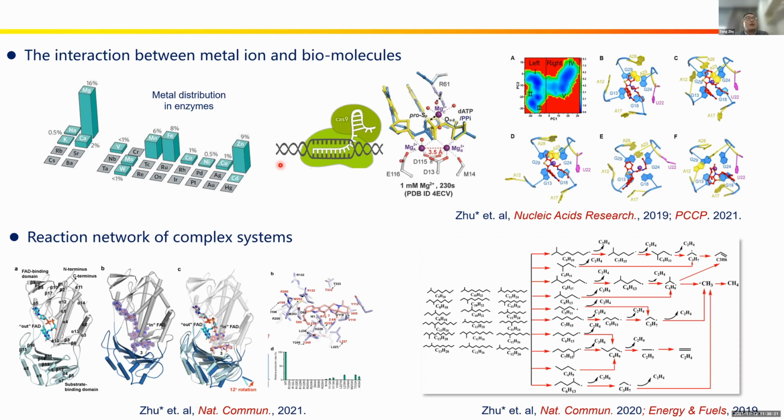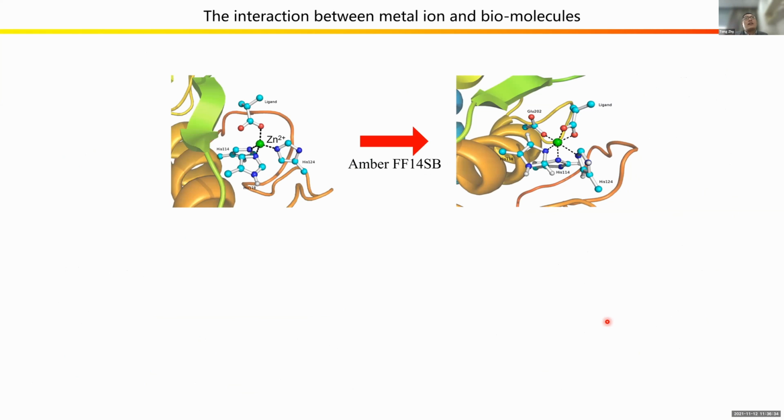The second one is the reaction network of complex systems, such as the reaction mechanism of enzymes and complex gas phase reactions such as combustion. Here I have one example for the metalloproteins. Several years ago, we wanted to study the interaction between the zinc ion and one protein called MMP3, which is very important for the growth of cancer.